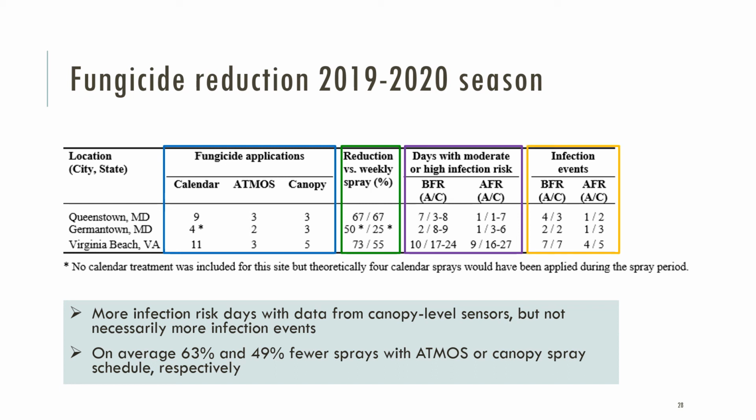So an infection event is something calling for a spray. There might be 5 infection risk days in a row, but the first day already calls for a spray, and then the spray is good for about a week, which means that 5 days are only one infection event. And this is the same as if we only had one day that had a medium or high risk. That's also one infection event. That's why we don't see huge differences in the infection events between the weather station and the canopy level sensors.